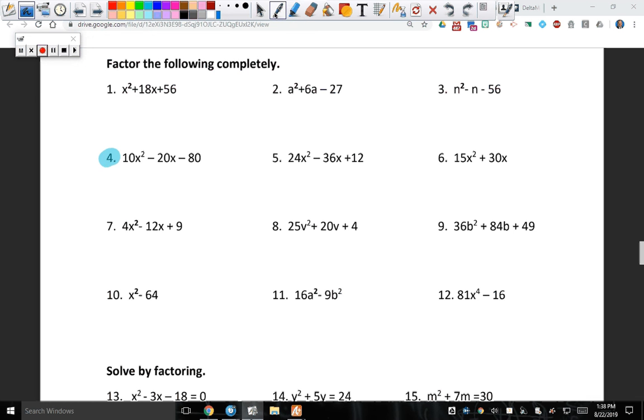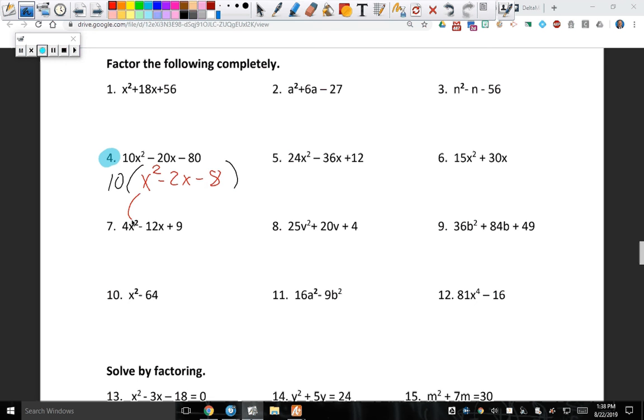Something that a lot of people do, even at your level, is they forget the most basic form of factoring, which is what? Greatest common factor. So if I greatest common factor this, I just created x squared minus 2x minus 8. You with me?